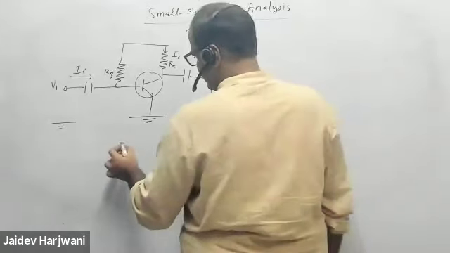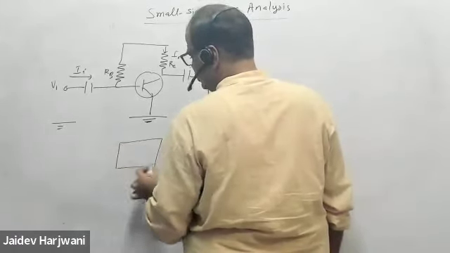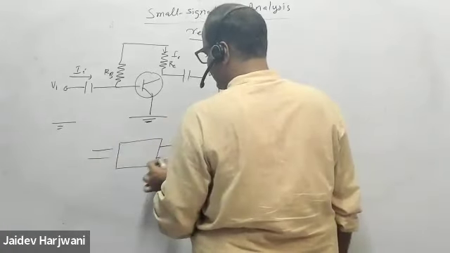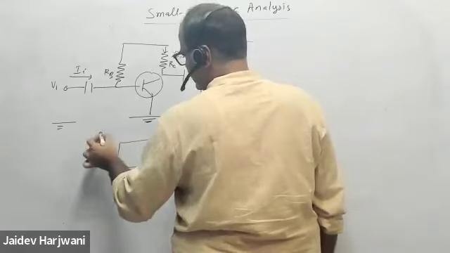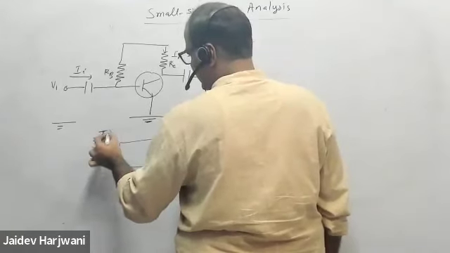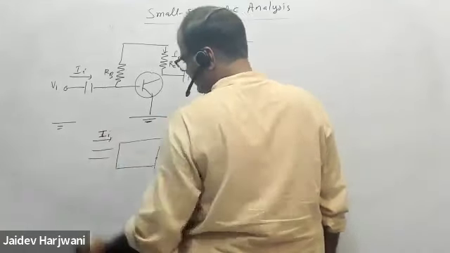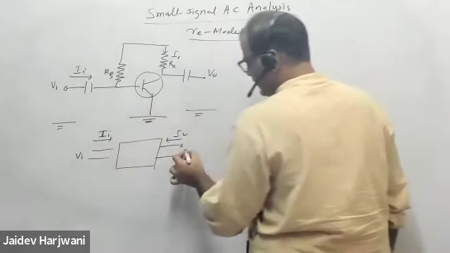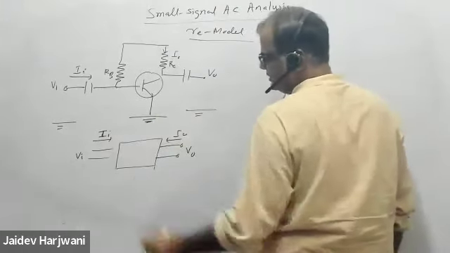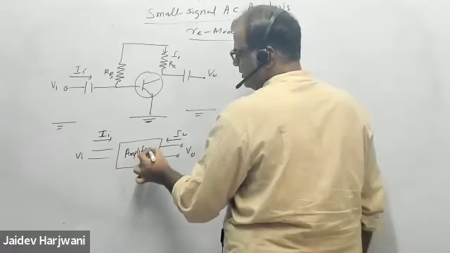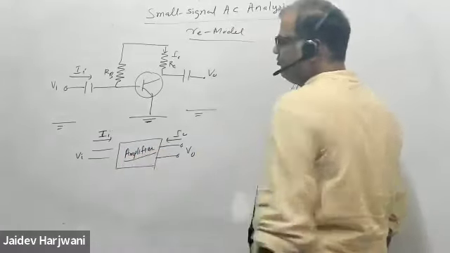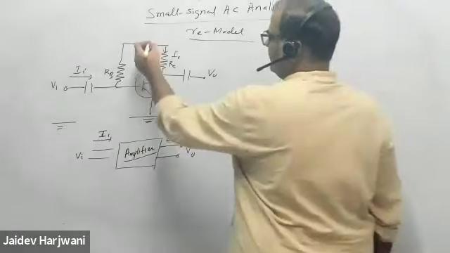So two are input terminals and two are output terminals. This is the output terminal, and this is the input terminal. You are applying a V input and measuring a V output, and this is your amplifier. Now you're calculating four quantities, and here you have a power supply.